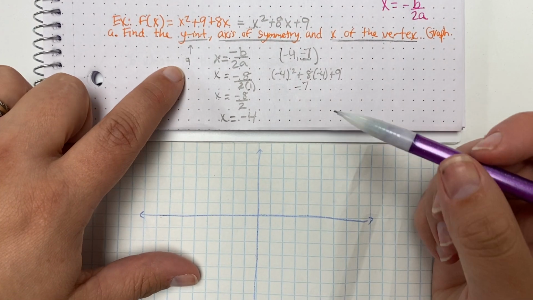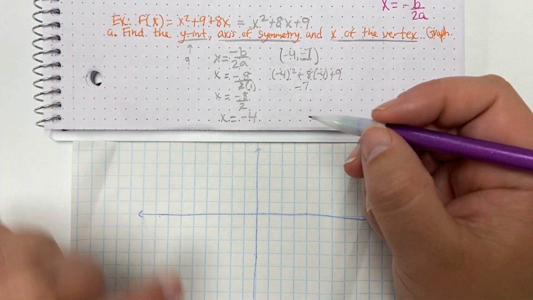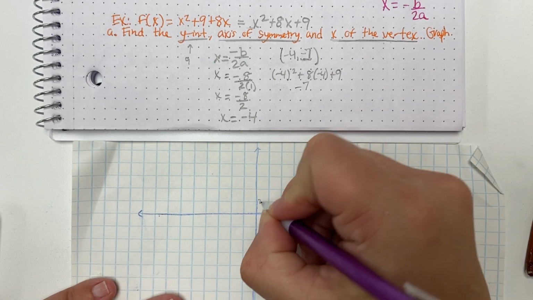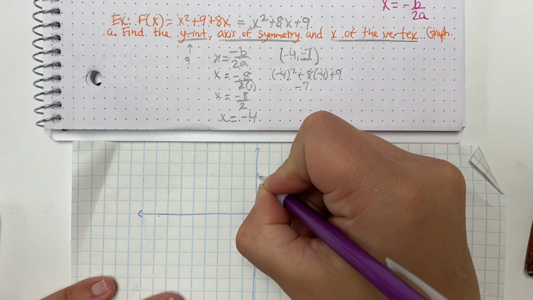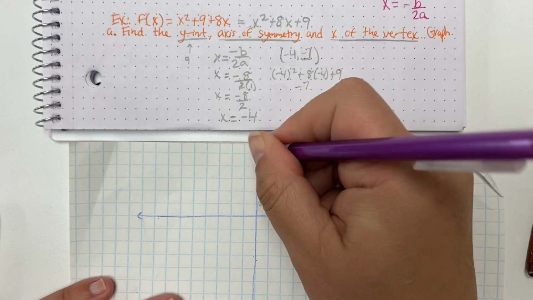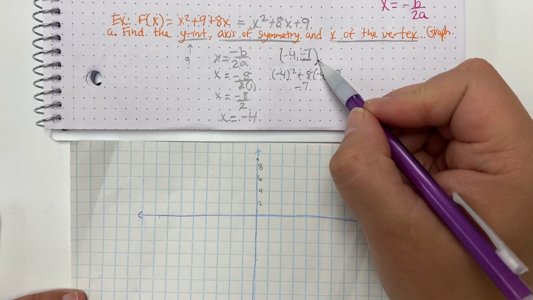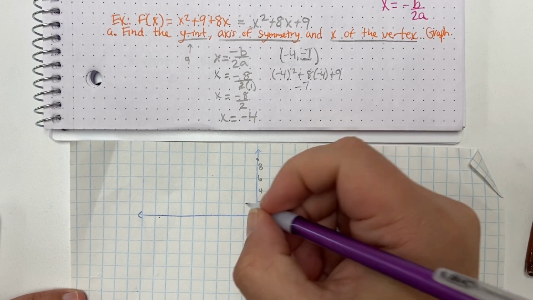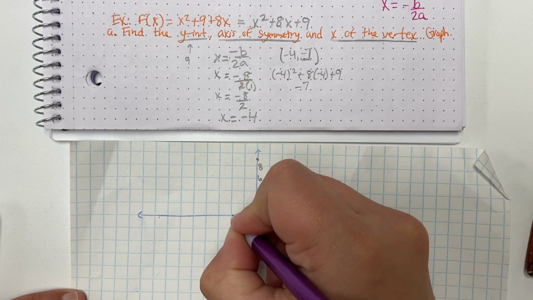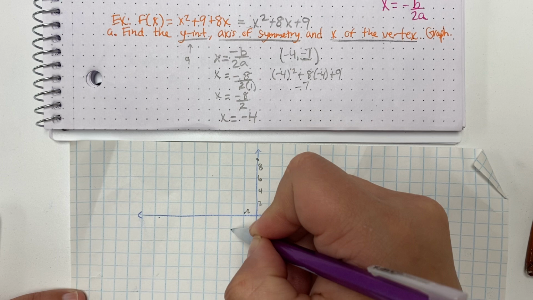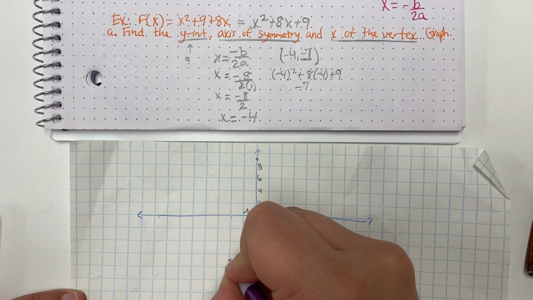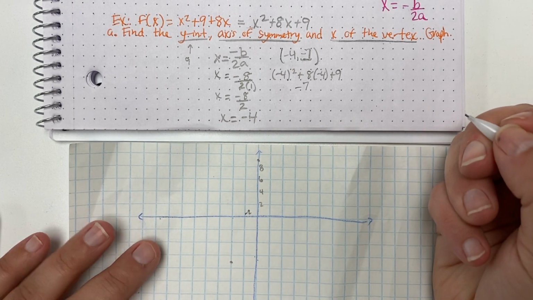So, my y-intercept is 9. So I'm gonna have to go by 2s. 2, 4, 6, 8, 9. So my y-intercept's up here at 9. My vertex is at -4, 1, 2, 7. 2, 4, 6, 7.